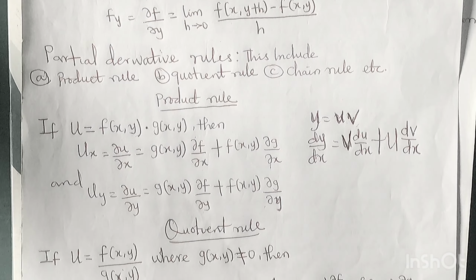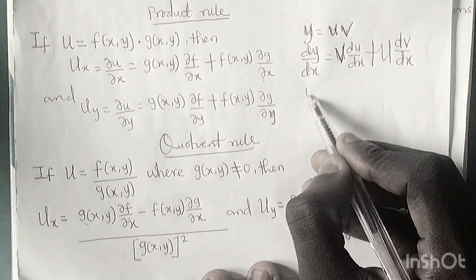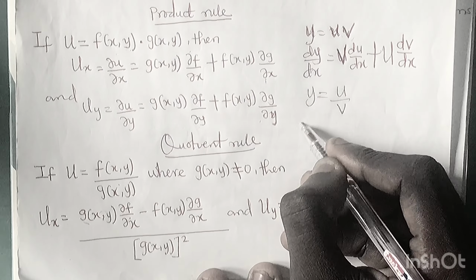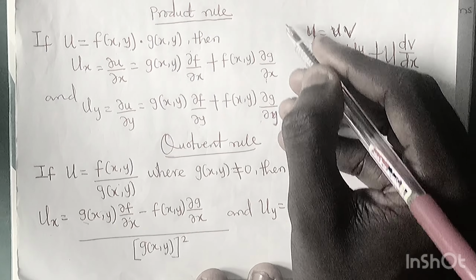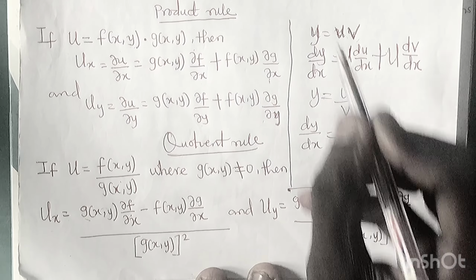The same thing applies to quotient rule. Normally in quotient rule, if I have y equal to u over v, you are going to say your dy dx equal to what? So let us box this so it won't affect whatever we are doing.